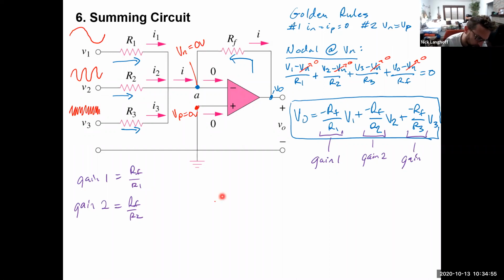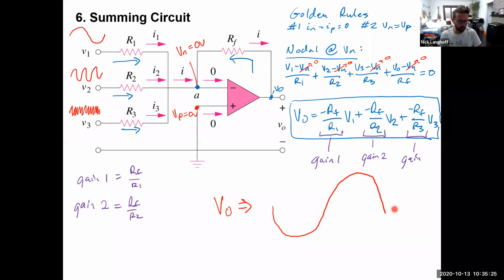All right, the output voltage, V out, is going to look like the sum of all of those signals. So in the lab, if you wire up a summing circuit and you feed it different signals, the output of the amplifier is going to look like the addition of all those signals. It'll be inverted, right? So you'll see the output will look like this. Here's due to V1, that's V1 inverted.